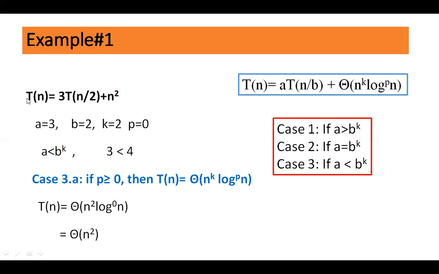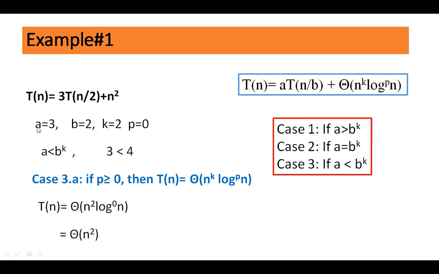So the very first thing, as soon as the recurrence relation is given, you need to find out the values of A, B, K, and P. Fine. Once the values are found, now you will check to which case it belongs, whether you can apply case 1, case 2, or case 3. It depends on the value: if A is greater than B raised to K, then you go for case 1. If it is equal to B raised to K, you go for case 2. If it is less than B raised to K, you go for case 3.